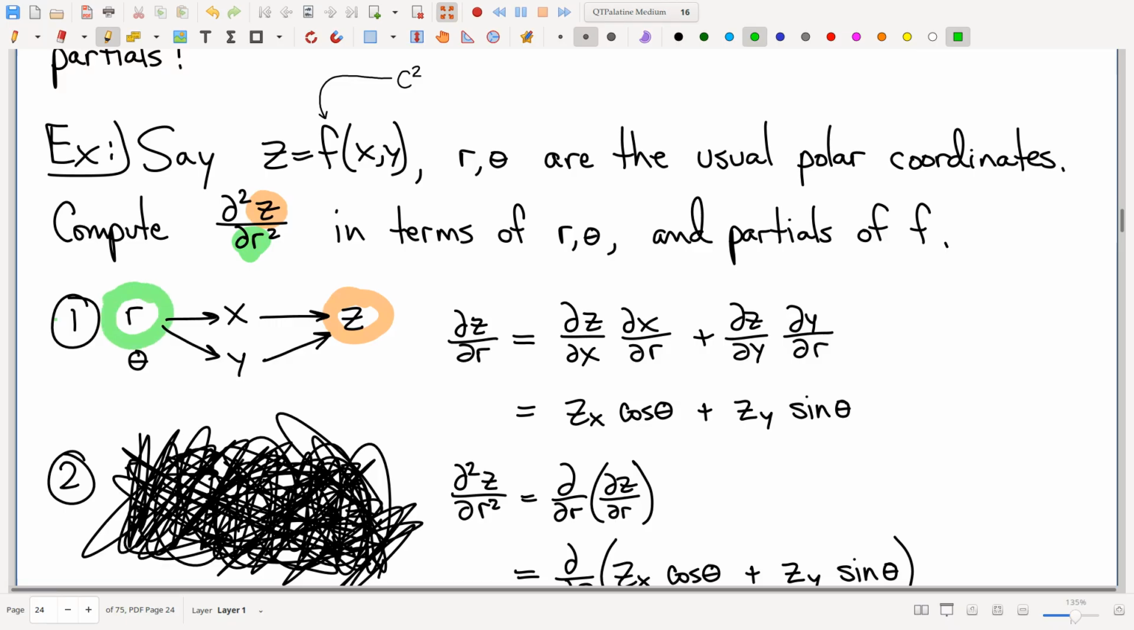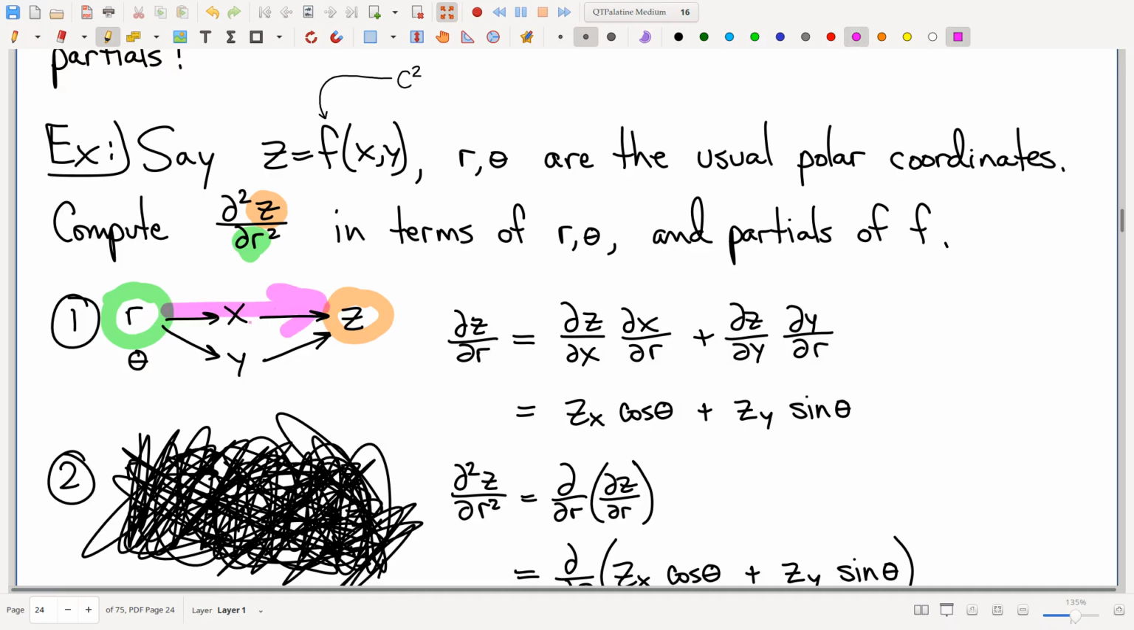Well, if I have this composition, if z is a function of r and theta, what's the partial? But I can also very reasonably ask, what's the second partial? So, okay, let's just kind of start going and see what happens, and then we're going to run into a little bit of a roadblock at some point.